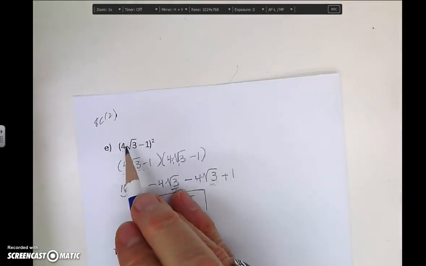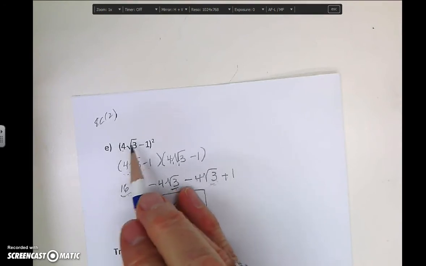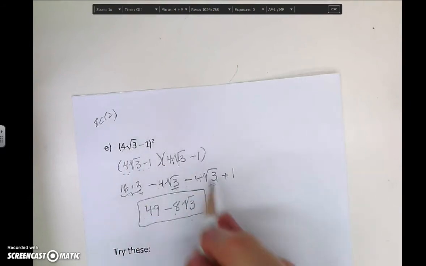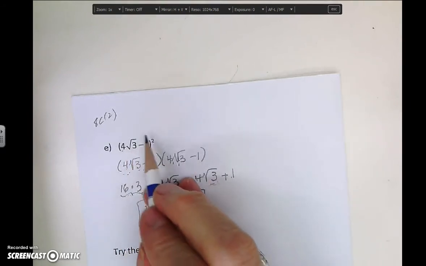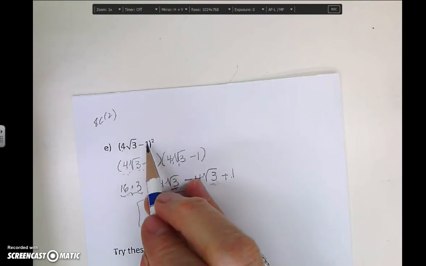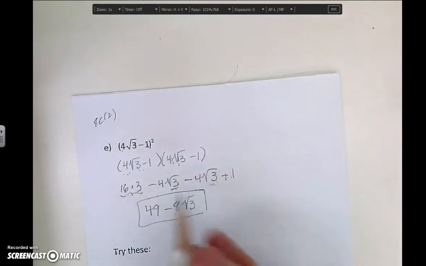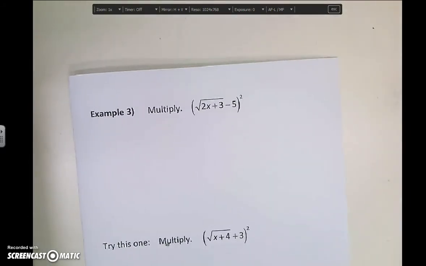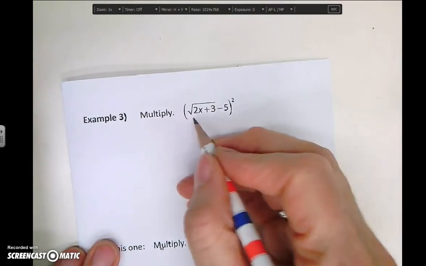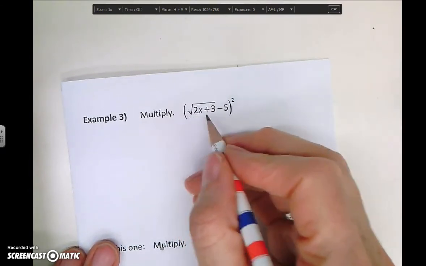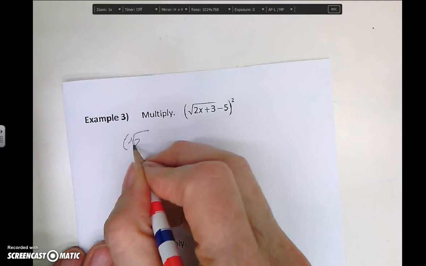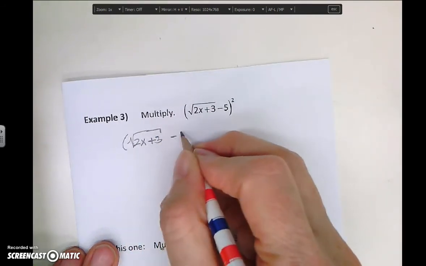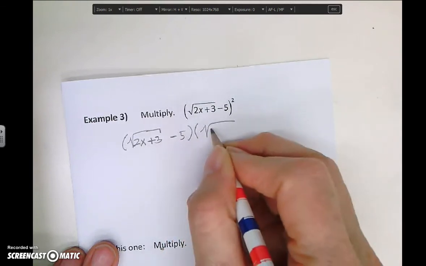So I could say, I'm going to square this and get 16 times 3 is 48. Negative 1 times negative 1 is plus 1. And then a negative 4 radical 3 and a negative 4 radical 3 is negative 8 radical 3. So keep in mind that you can do that kind of thing on these problems. So if I have, well, I'll write it down. You want to see if you can avoid writing whenever possible, but here we go.